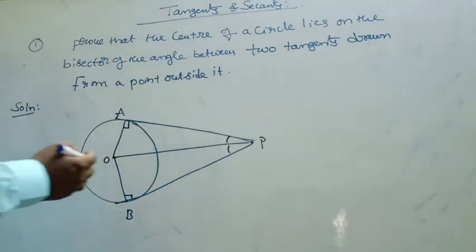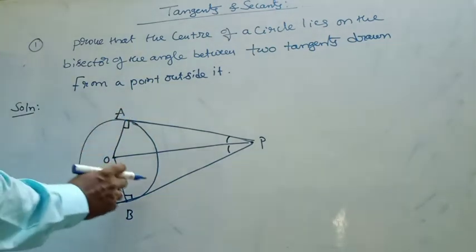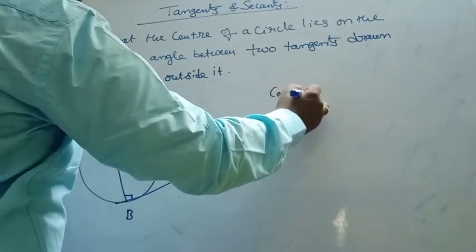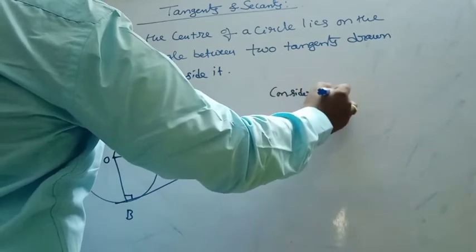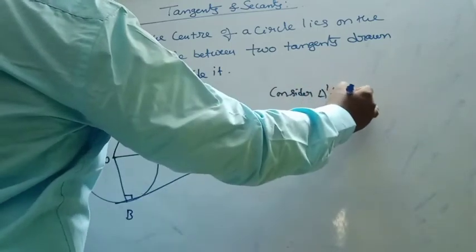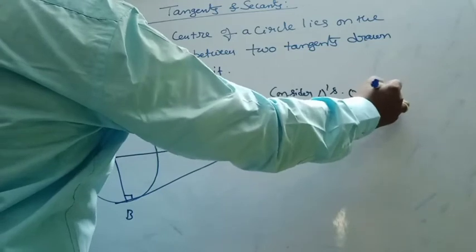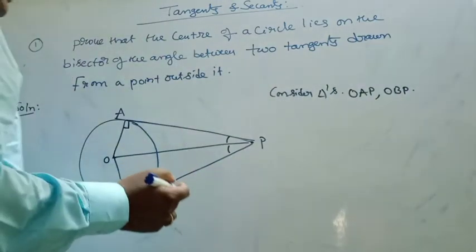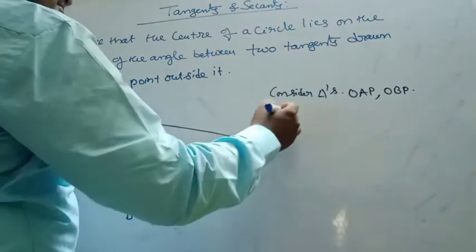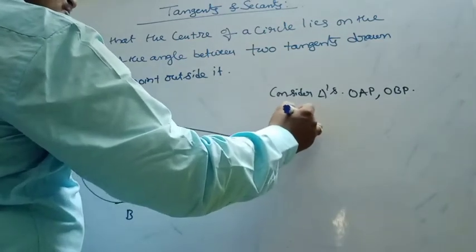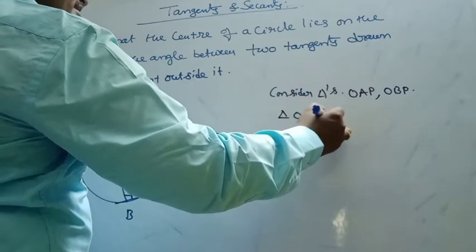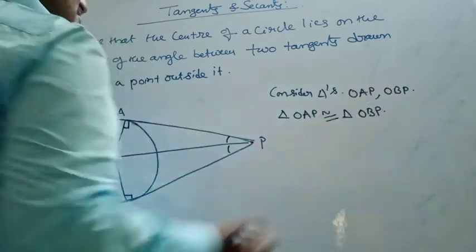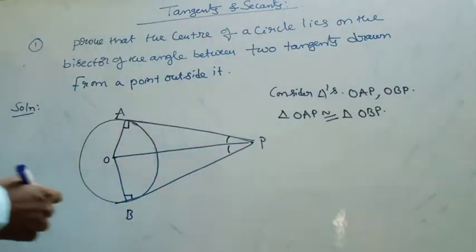Now, my dear students, we know that this is 90 degrees in these two triangles. If you consider the triangles, which triangles are we going to consider? Triangles OAP and OBP. Triangle OAP is congruent to triangle OBP.